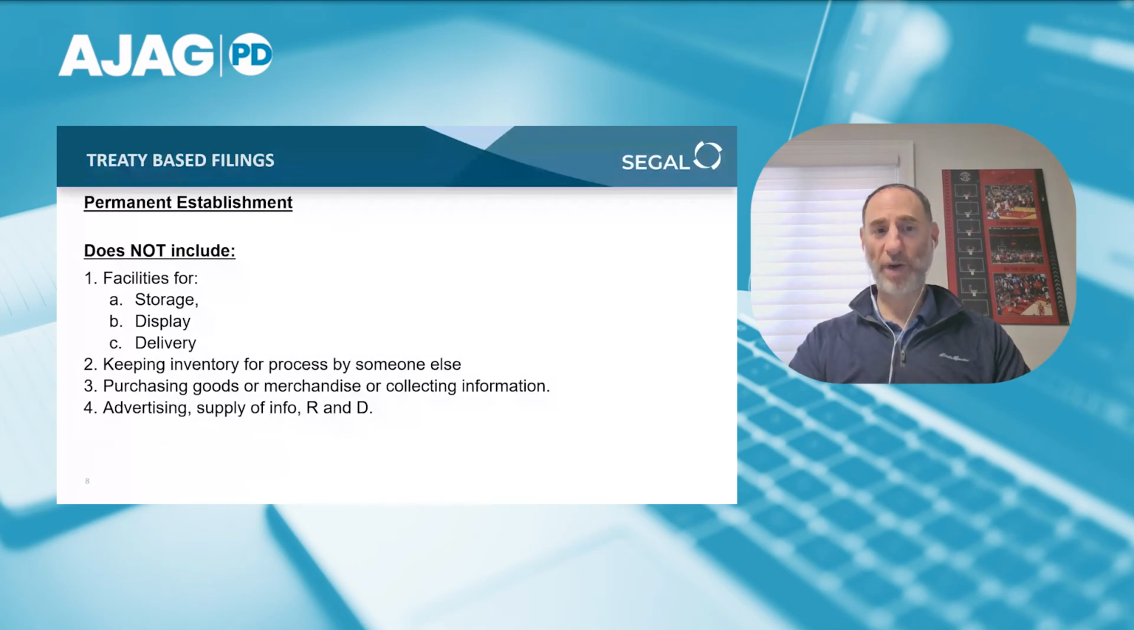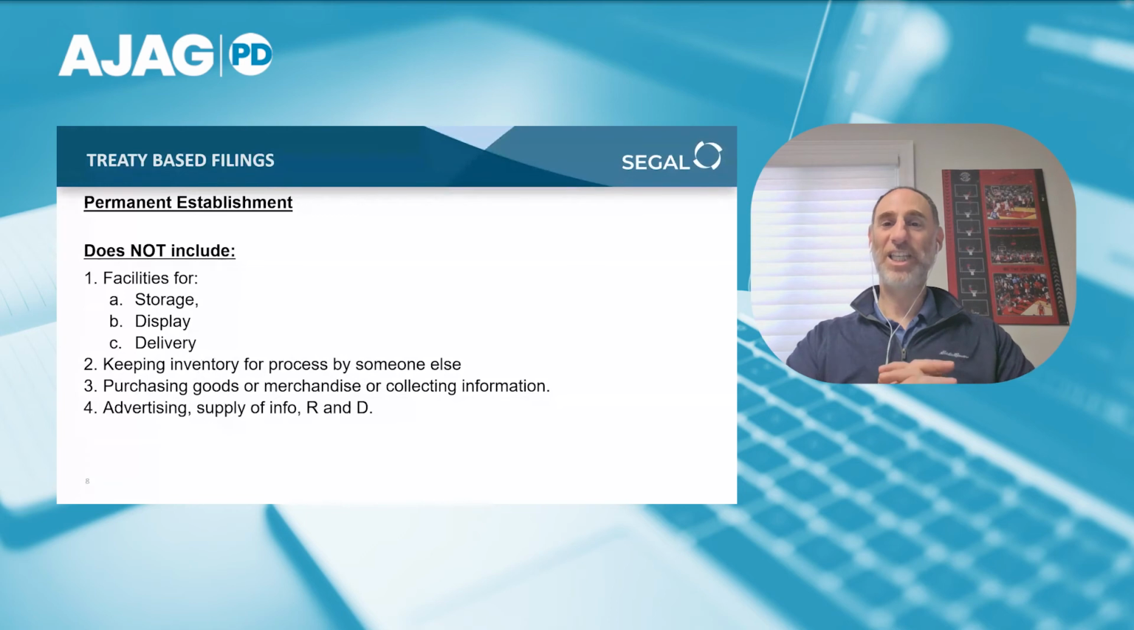is to store inventory. But, and this is where people often run into problems, what if you have a warehouse and 90% of it is used to store inventory and the front has an office and is used by admin staff? Now you have a PE. Now you have a permanent establishment.